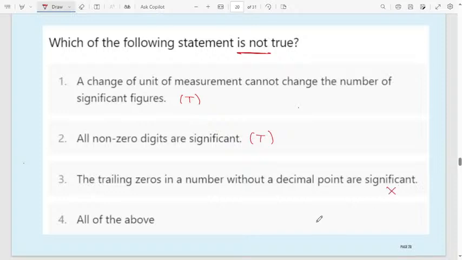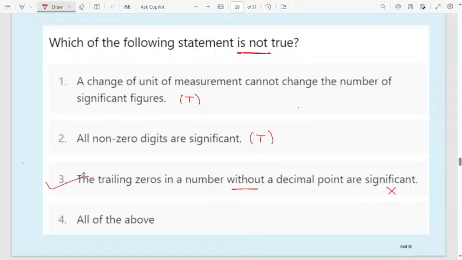This one is false because the trailing zeros or initial zeros in a number without a decimal point are significant. With the decimal point they are significant. Without a decimal point they are not significant. Therefore this third statement is wrong. Therefore the correct answer for this question is option 3.